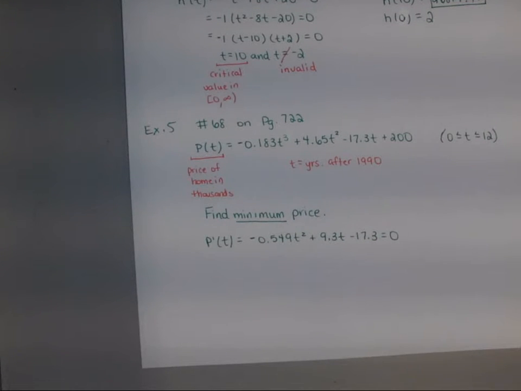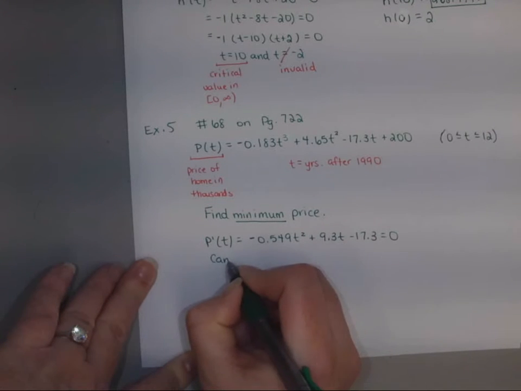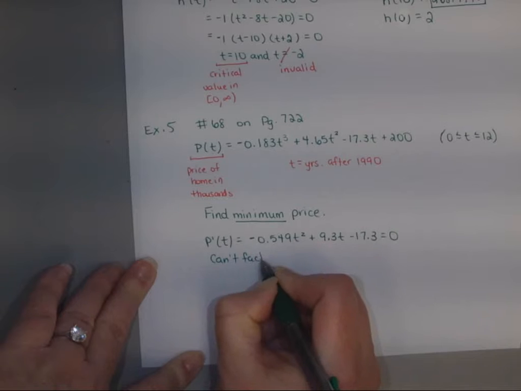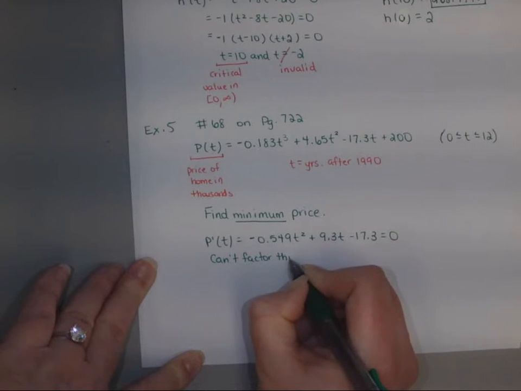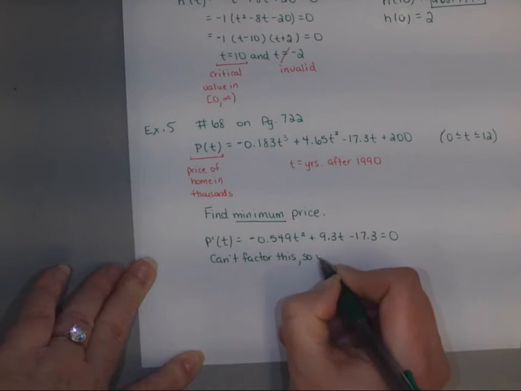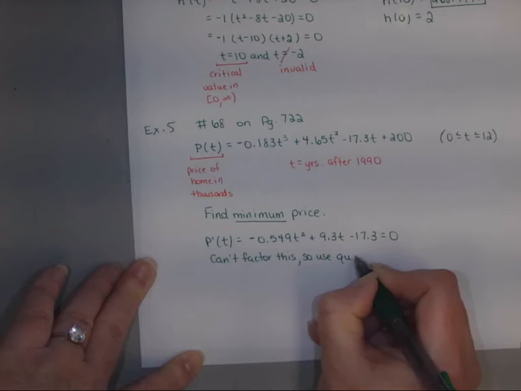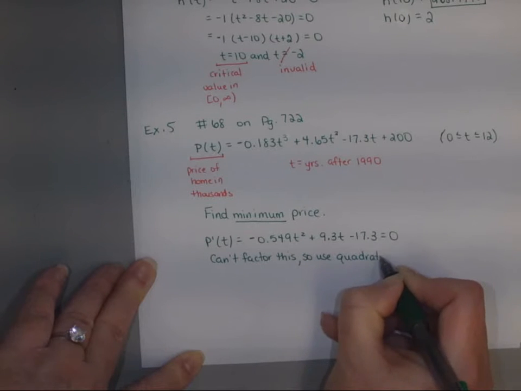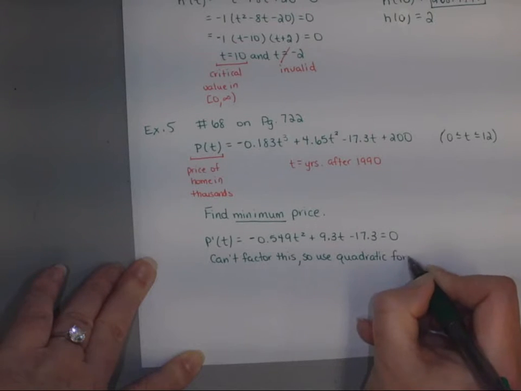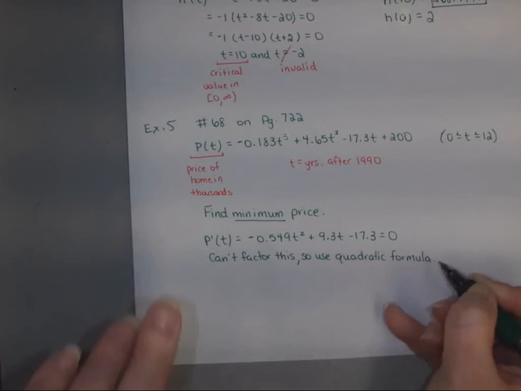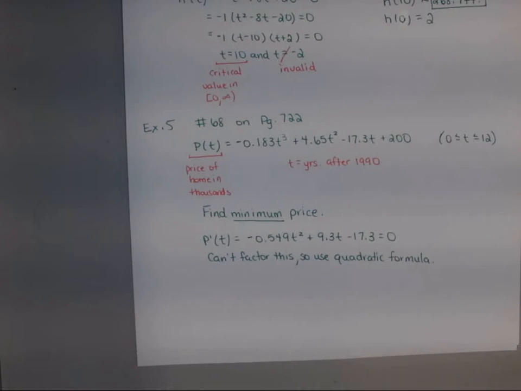I think it's pretty clear that no matter what we do, we can't factor this. So what do we do instead again? Use the quadratic formula. I want you to take like 2 minutes and see if you can figure out what that is. See if you can get the same thing I am going to get.